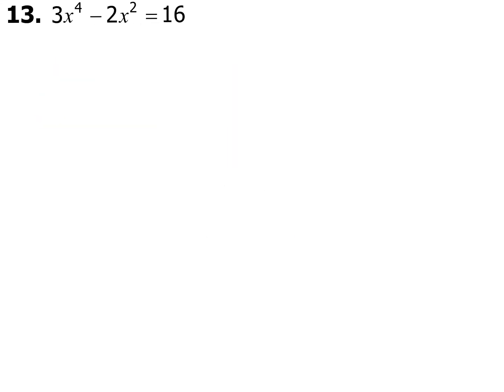For number 13, we're going to go ahead and set that equal to 0. Therefore, we get 3x to the 4th minus 2x squared minus 16 equals 0.